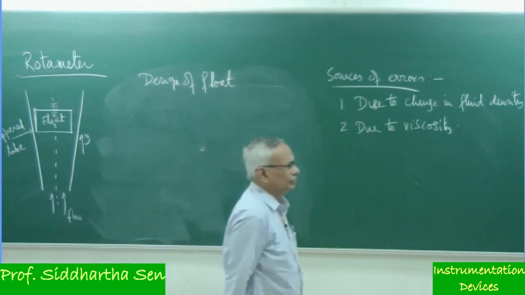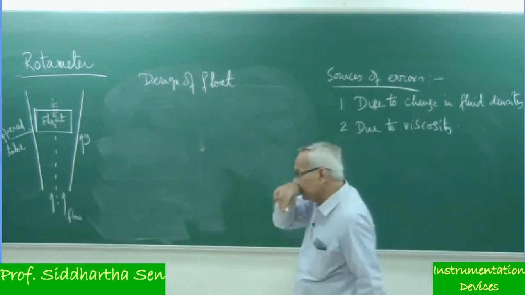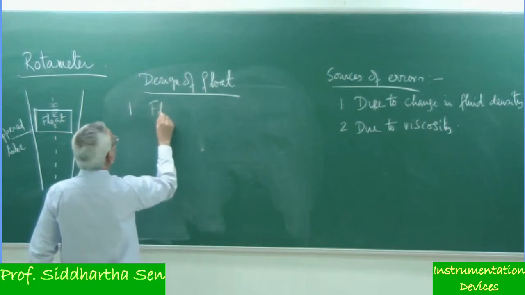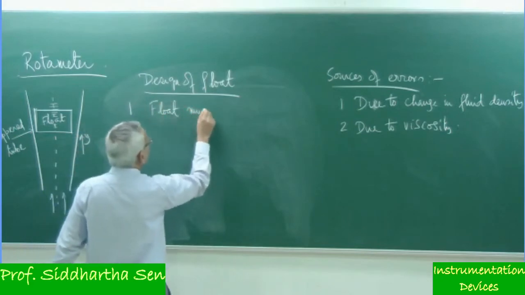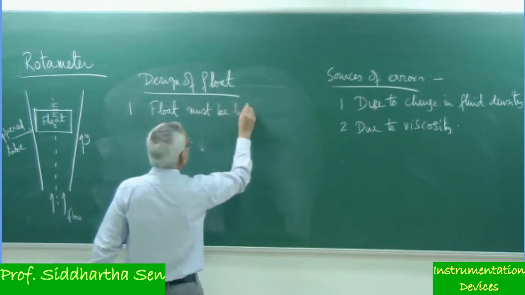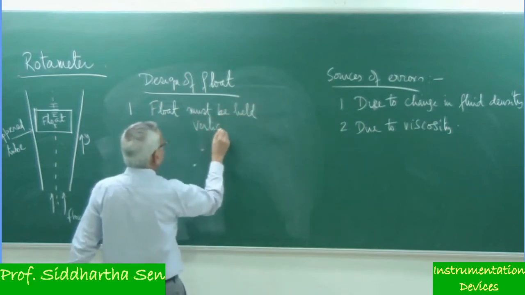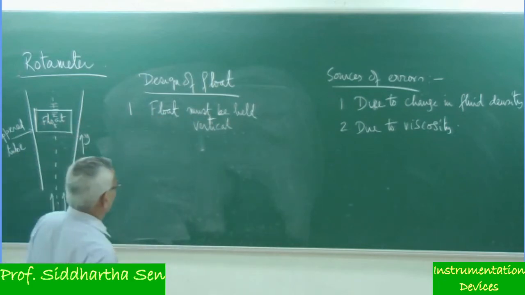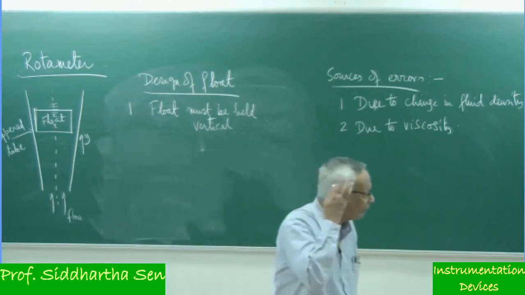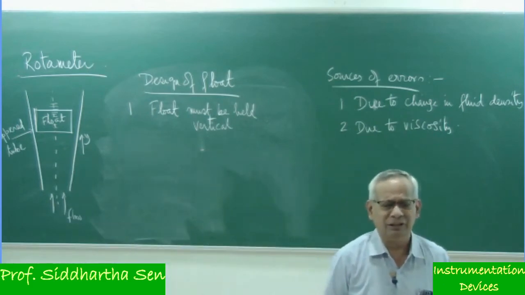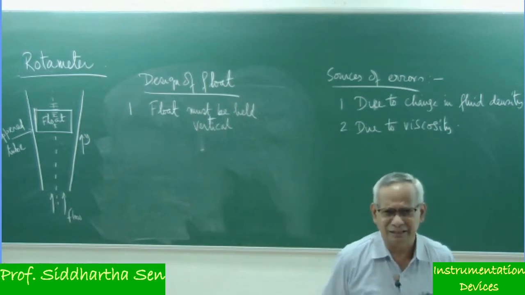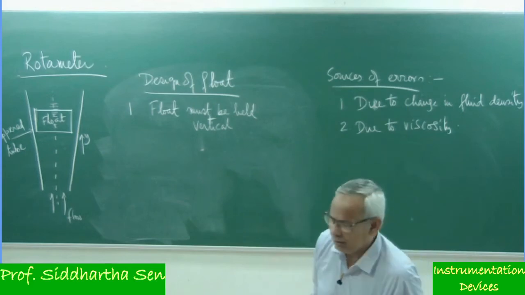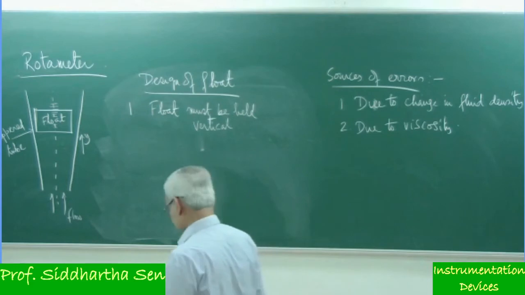If we want to design the float, first of all we need to ensure that the float must be held vertical, so that it does not touch any of the sides or get inclined. That is possible if we design the float such that its center of gravity is towards the lower side of the float.